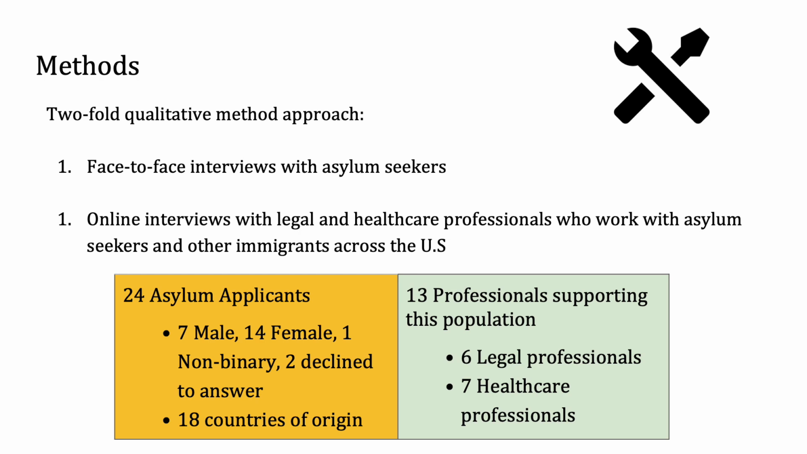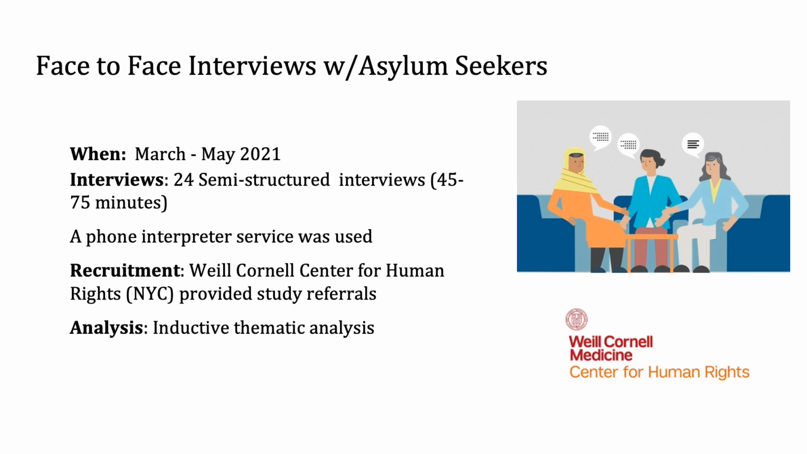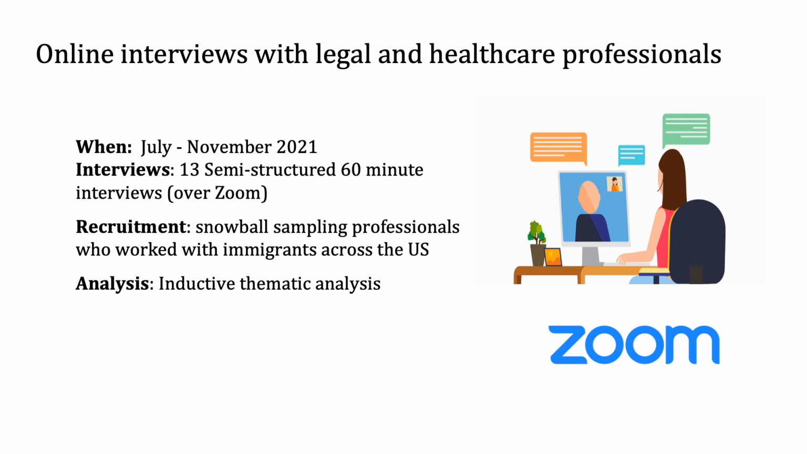In order to answer these questions, we use a twofold qualitative method approach with face-to-face interviews conducted with asylum seekers, as well as online interviews with legal and healthcare professionals working with both asylum seekers as well as other immigrants across the U.S. So between March and May 2021, we conducted 24 semi-structured interviews with asylum seekers, and these interview participants were recruited through the Weill Cornell Center for Human Rights in New York City. And then from July to November 2021, we conducted 13 semi-structured interviews with healthcare and legal professionals across the U.S. using snowball sampling to recruit, and all of these interviews were conducted over Zoom.